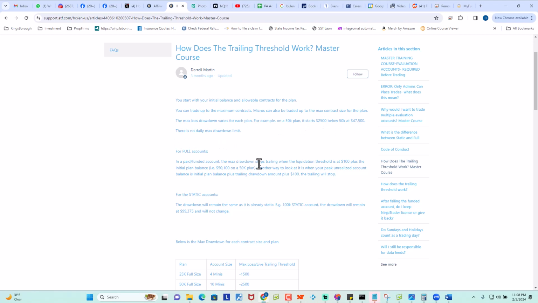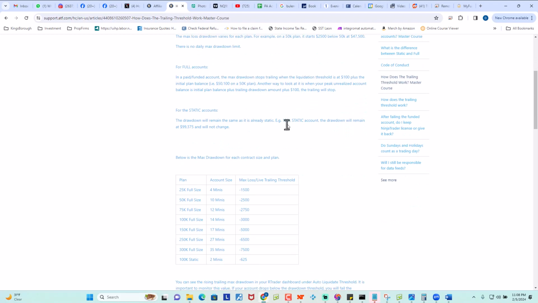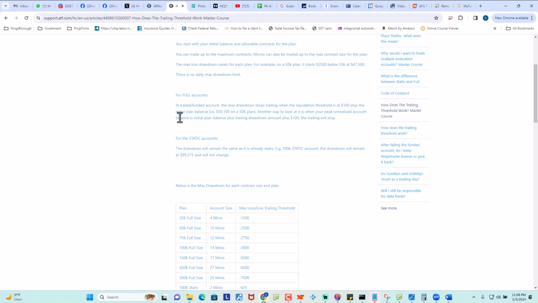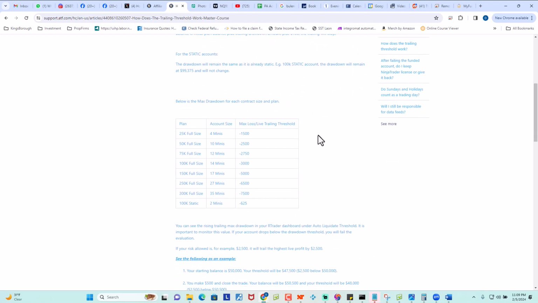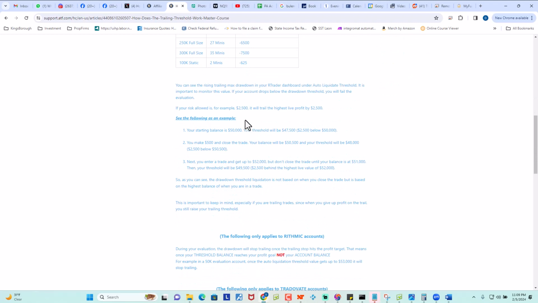Now, let's see how it works, and then after that I'm going to show you how you can beat it. For example, let's go down here and look at what's going on. You see there are many accounts and different thresholds, but that's not what we are looking to see. Let's look at the following example. Your starting balance is 50K. Your threshold is right here, $2,500 below 50,000.